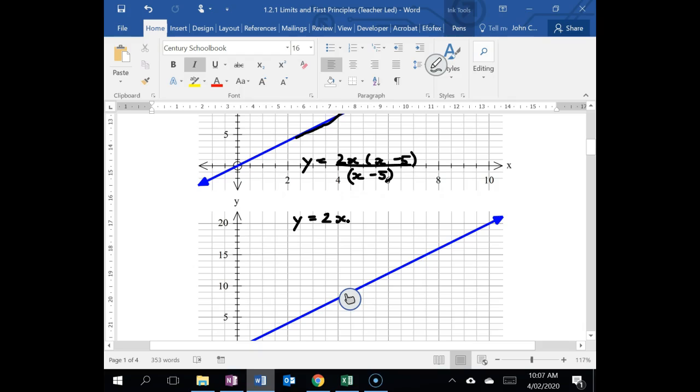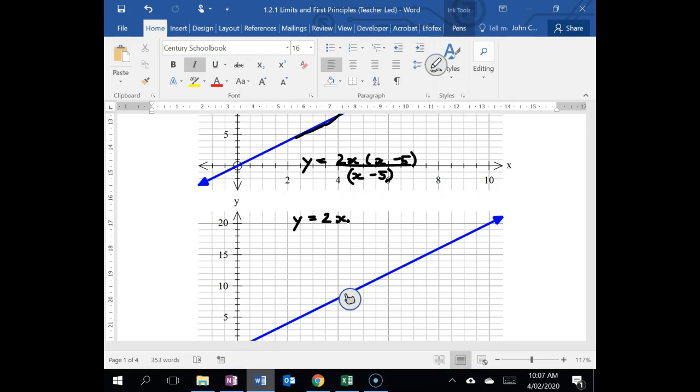Are they exactly the same function? Is there no difference between the two? No, why not? When x, the value of x equals 5, there is no y value. While in the second one, there's a value. The value is 10.